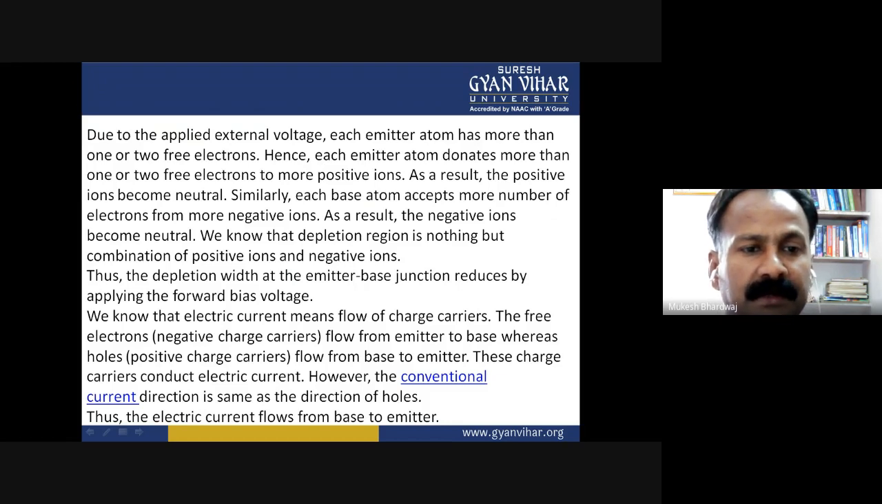We know that electric current means flow of charge carriers. The free electrons, negative charge carriers, flow from emitter to base, whereas the holes, positive charge carriers, flow from base to emitter. These charge carriers conduct electric current. However, the conventional current direction is same as the direction of holes. Thus, the electric current flows from base to emitter.